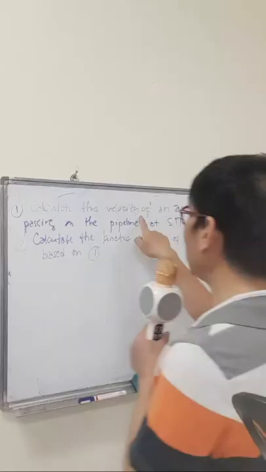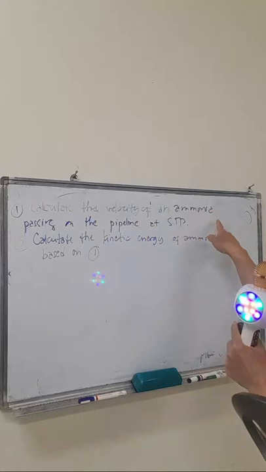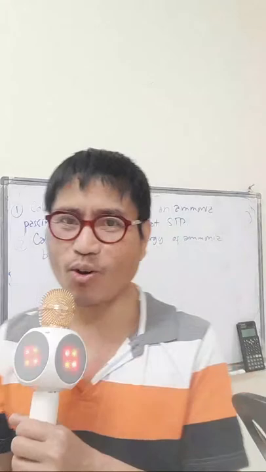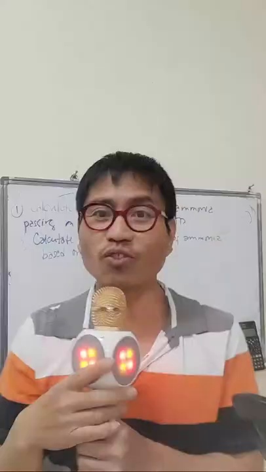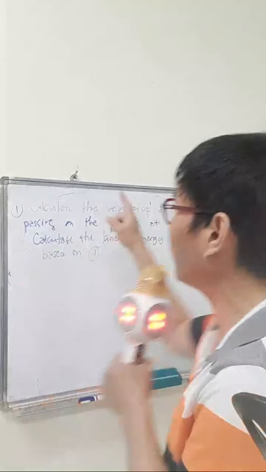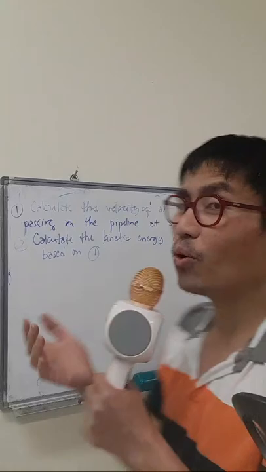Okay, start with question number 1. Calculate the velocity of an ammonia passing on the pipeline at STP. Oh my gosh! This is the kind of problem I told you about a while ago where there's no given, but this is also a problem solving. You will be shocked. There's no data, right? There's no numbers. And then how can you solve this? All are words and statements.